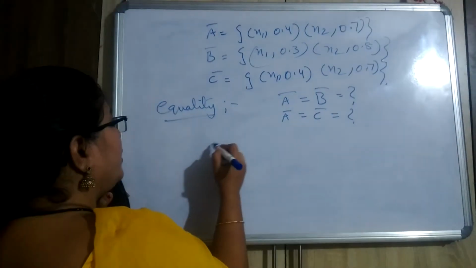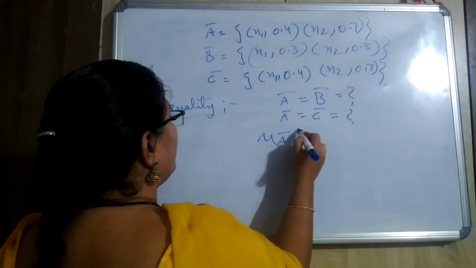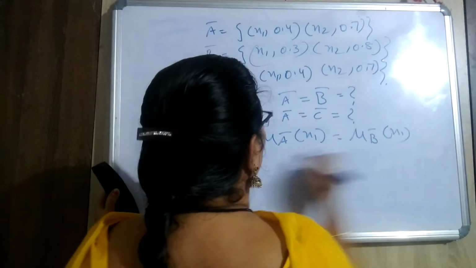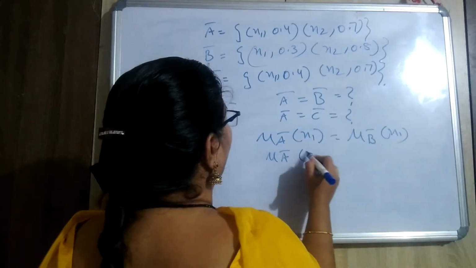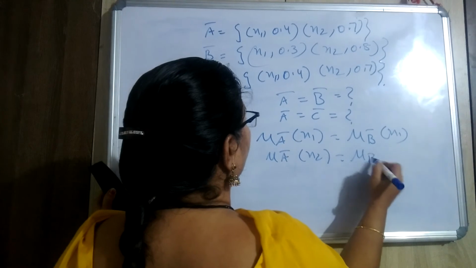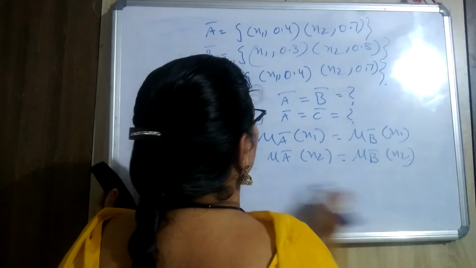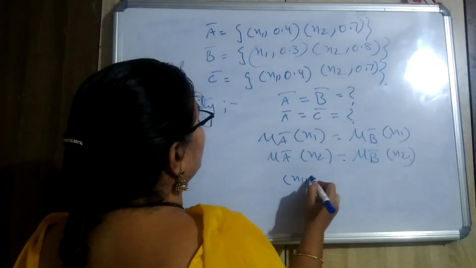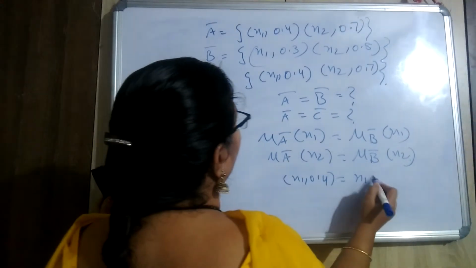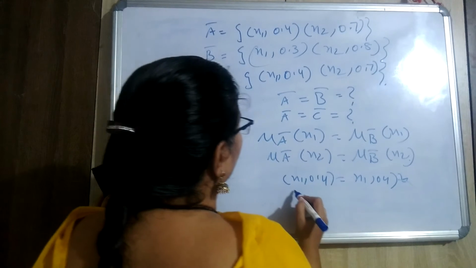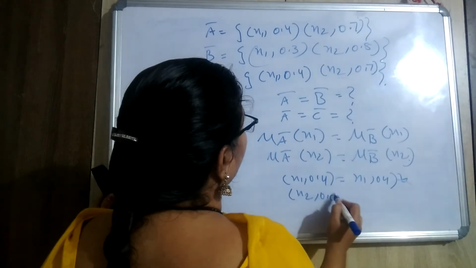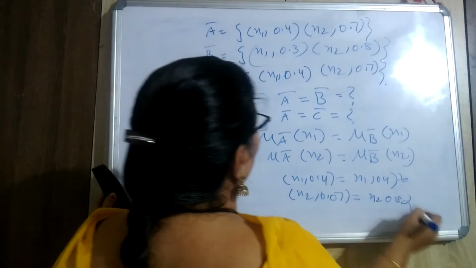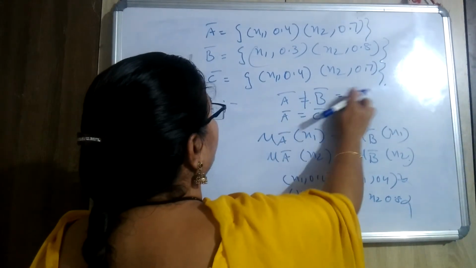So that equality can be represented as mu a bar of x1 is equal to mu b bar of x1, and in the same manner mu a bar of x2 is equal to mu b bar of x2. So mu a bar of x1 is equal to what? The first one, is x1 comma 0.4 equal to x1 comma 0.3? No. So is x2 comma 0.7 equal to x2 comma 0.8? No. So a bar is not equal to b bar.